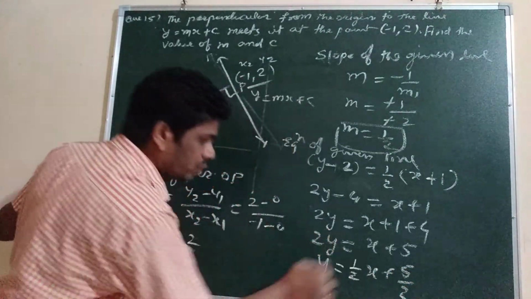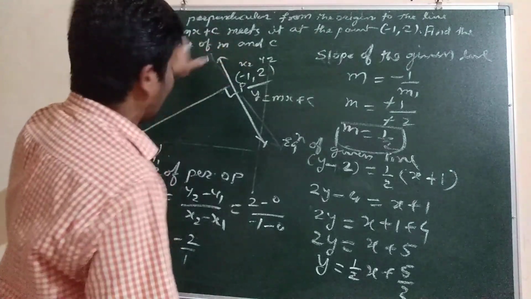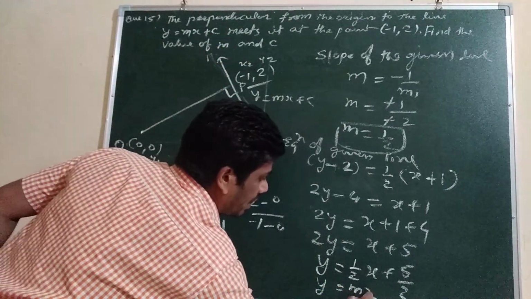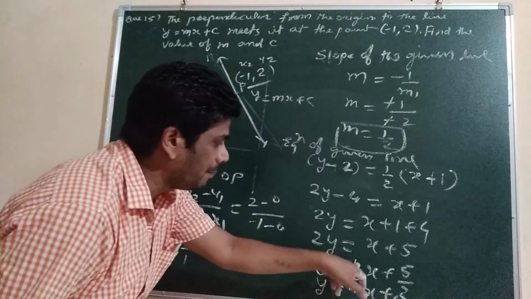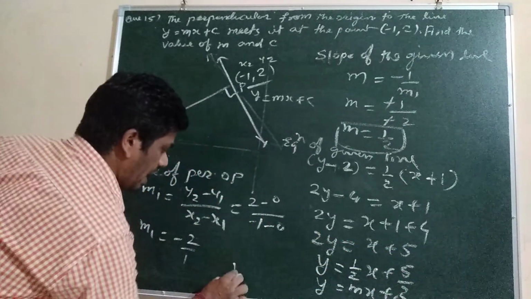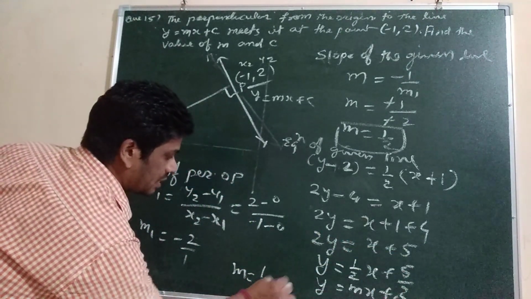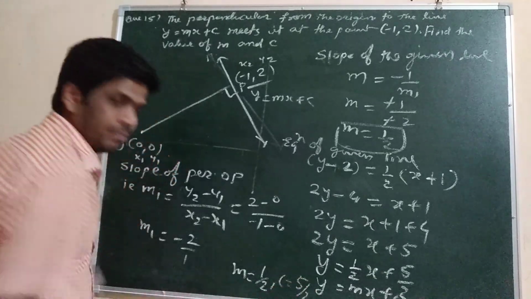We divide by 2. So if we compare with this line y equal to mx plus c, m will be 1 upon 2 and c will be 5 by 2. M will be 1 upon 2 and c will be 5 by 2.